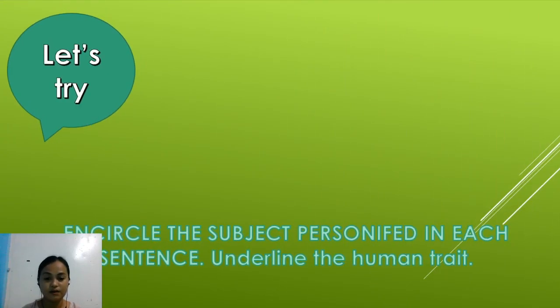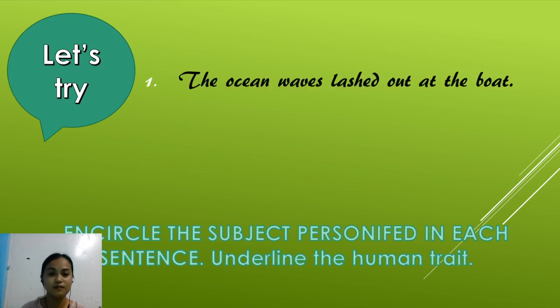So, another example. So, let us try to answer. Encircle the subject personified in each sentence, underline the human trait. Again, encircle the subject personified and underline the human trait. The ocean waves lashed out at the boat. So, in this sentence, what is the subject? Ocean waves, correct. And the human trait personified is lashed.